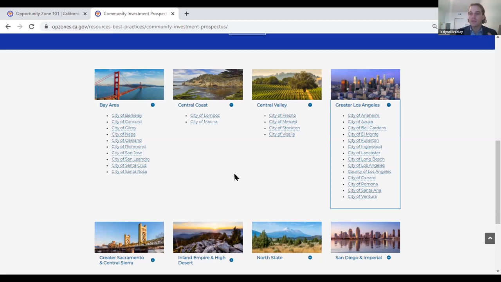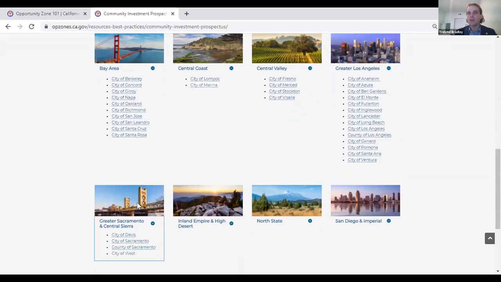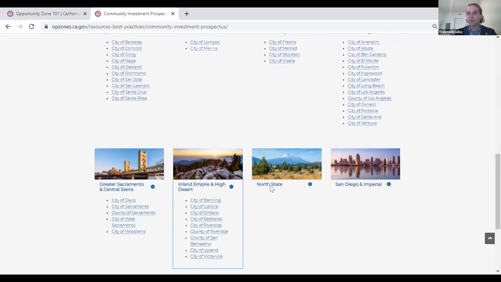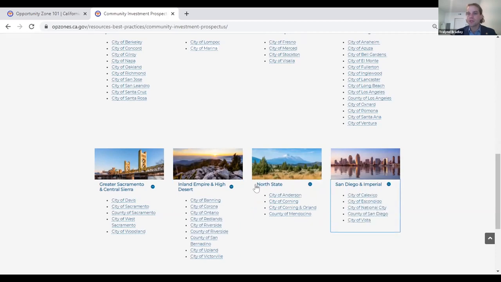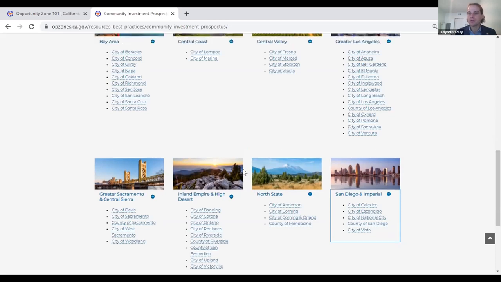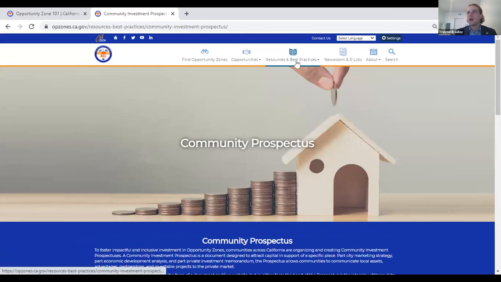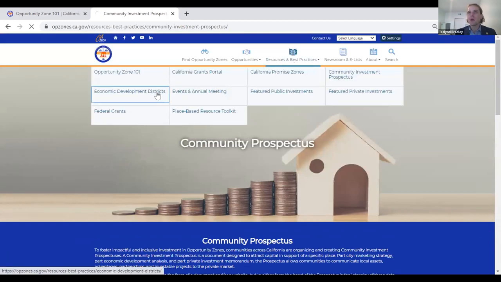Some of them are in the very structured form of the prospectus. Some of them are lighter, a web page where they have maybe quotes from businesses within their area about why OZs are important. We wanted to capture that all in one place so that investors, developers, or folks who are interested in community economic development could come and see the diverse regions of California, and see that all of these cities and counties are participating in the interest of opportunity zones. That was one piece of feedback as well.